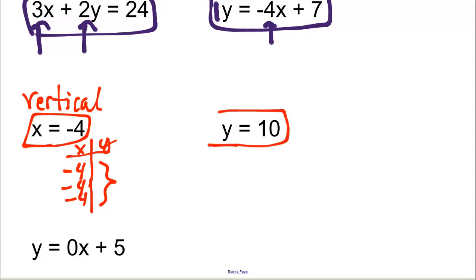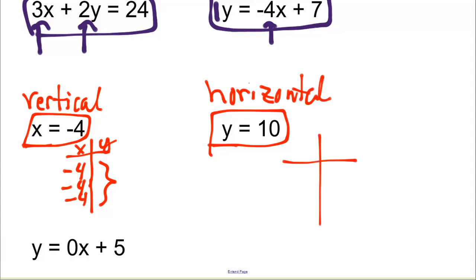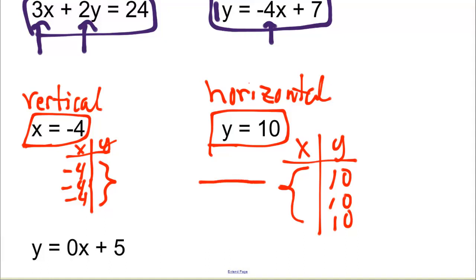Y by itself would be the other one, which is a horizontal line. And we know that that's going to make a horizontal line, again, because if we make a table of values, in this case, the y value has to always be 10, because that's what it said. So no matter what we put over here on the x side, we'll end up with a line that goes across like this, which is horizontal.